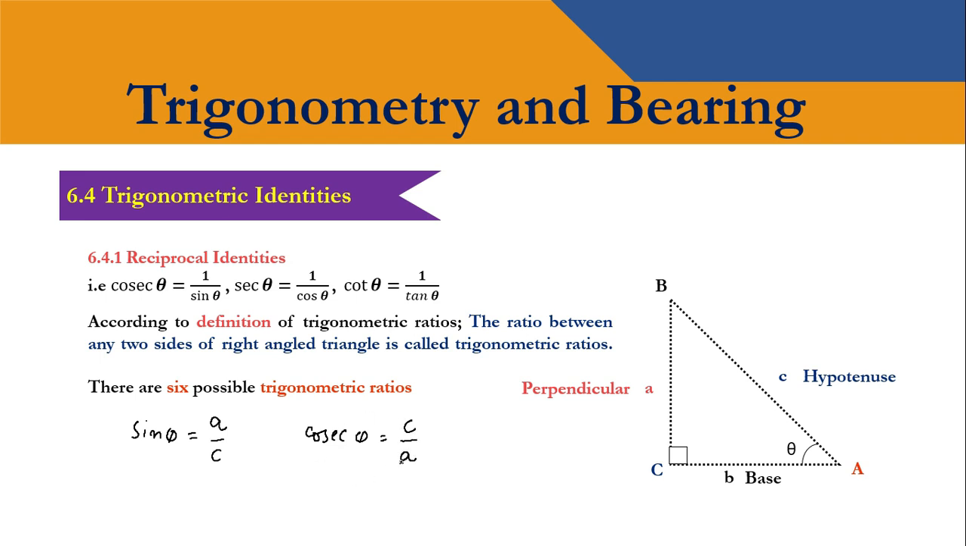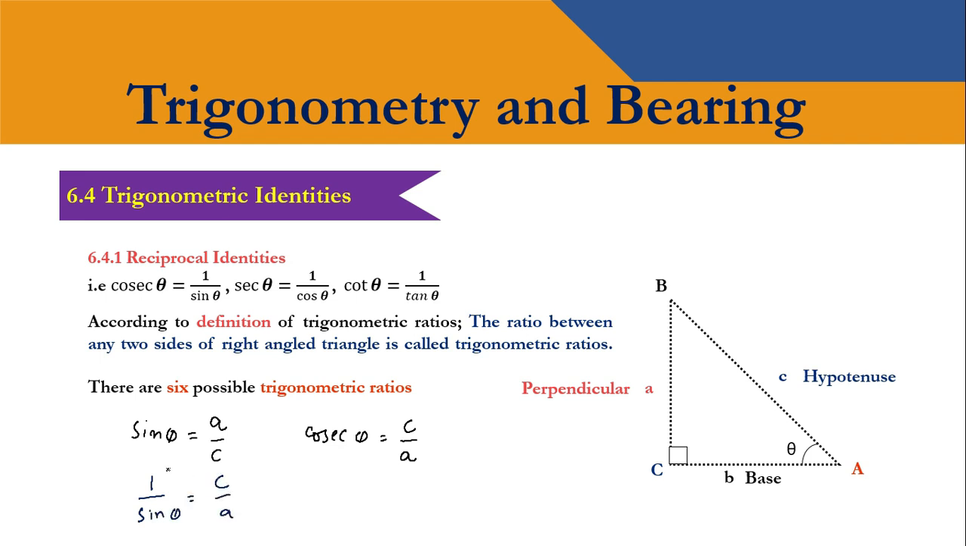From the definition of the trigonometric ratio, we know that sine theta is equal to A by C, and by that definition we also know that cosecant theta is equal to C by A. So let's prove the first reciprocal identity. Now take sine theta is equal to A by C. Take the reciprocal of the sine theta, now 1 over sine theta, and this is C by A.